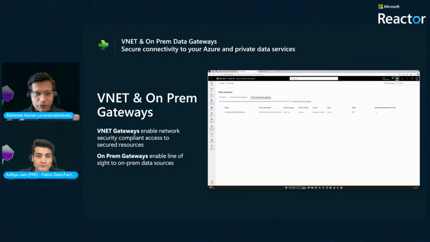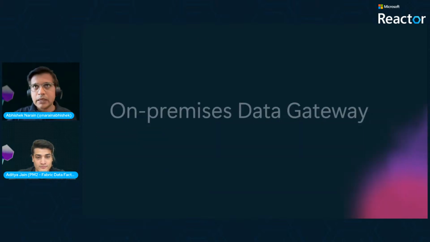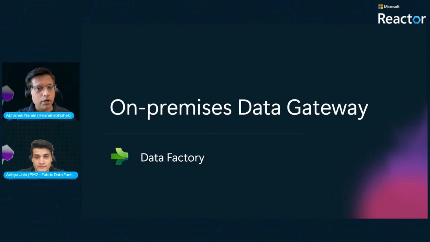But just to give you context, this is why we need gateways: to get line of sight to your data sources, which are private, which are behind firewalls, which are cross cloud, which do not have access using our cloud connections and cloud gateways. And hence we need VNet and on-premises data gateways. With this, let's switch over and dig deeper into on-premises data gateway, and we'll run you through how to set it up, and also show you a few quick, important demos. And I'll hand it over to Aditya to take us through the on-premises data gateways.